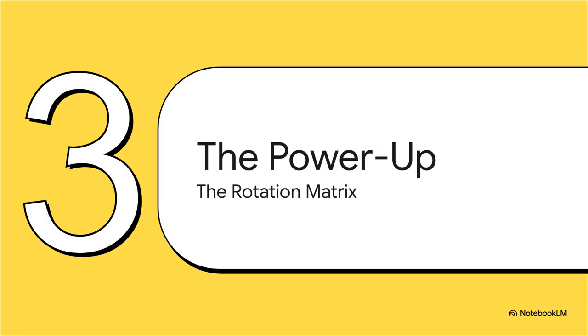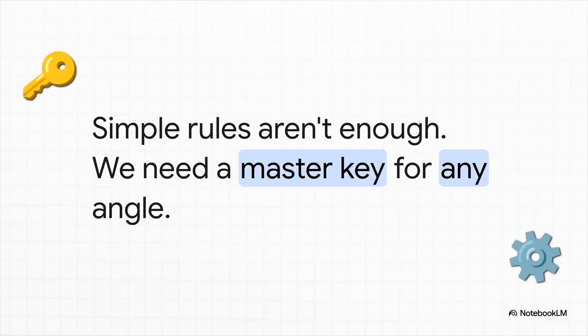Okay, so those rules are fantastic for nice, clean numbers, like 90 degrees. But what happens if you want to rotate something by, I don't know, 37.5 degrees? We're going to need a more powerful tool for that. We need kind of a master key. Right, the simple rules for 90 or 180 degrees just aren't going to cut it. We need a master key that works for any angle. How do we write a single rule that can handle every possible rotation?